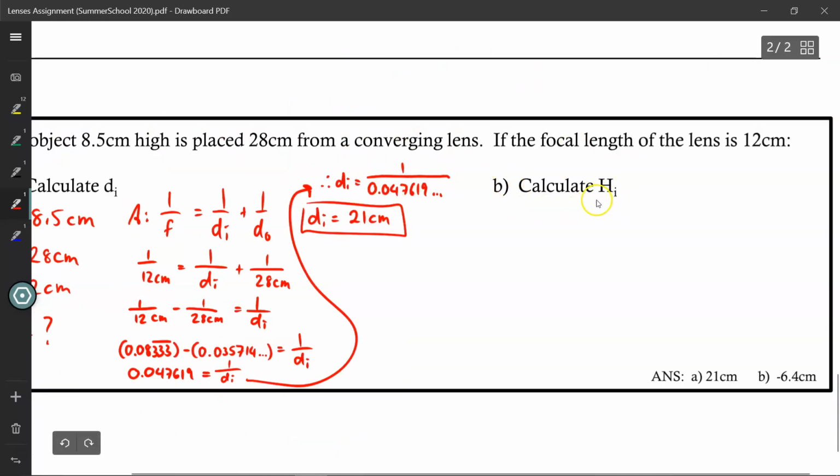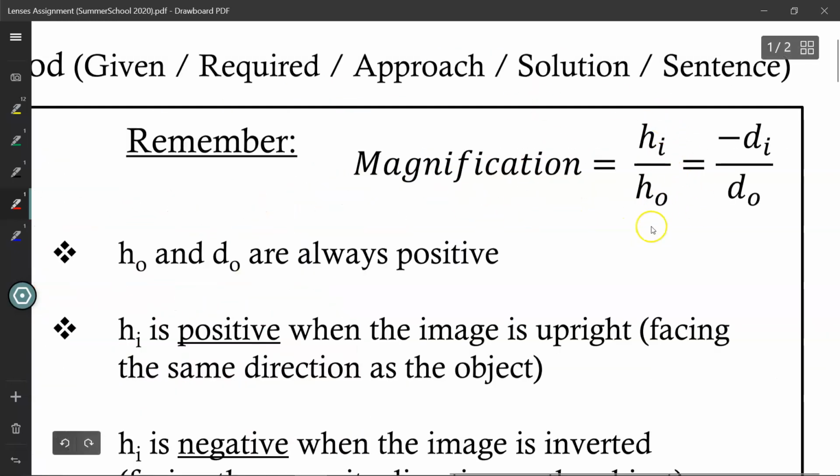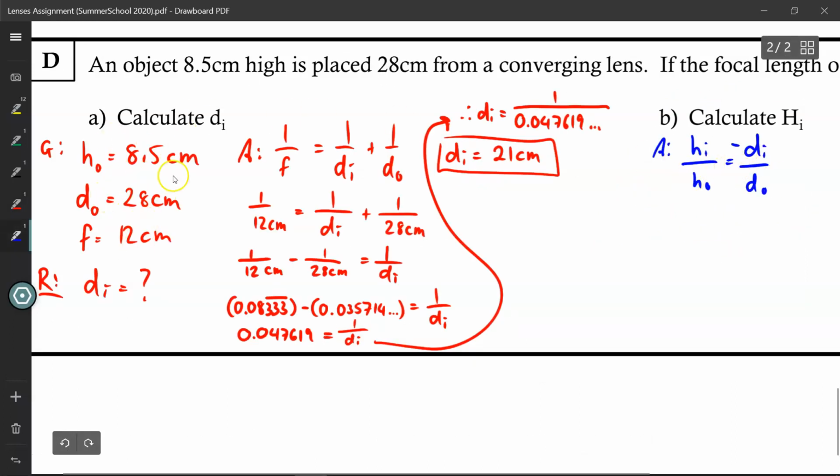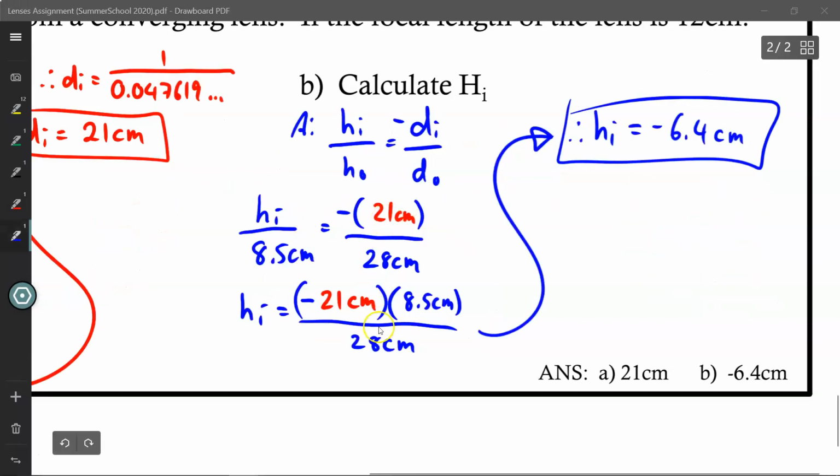Now, in order to calculate the height of the image, I'm going to use this equation. But you'll notice the question did not mention anything about magnification. So I'm only going to use this half of the equation. Now I'm going to substitute the values that I do have into this equation. So height of the object is 8.5 centimeters. Distance of the image we calculate is 21 centimeters, but remember it's negative di, so negative of this value. And the distance of the object was 28 centimeters. Rearranging the equation, we get this, and when I solve, we have a negative 6.4 centimeters as our image height. Because the image is a negative height, that tells me that it is inverted and it's facing the opposite direction as my original object.